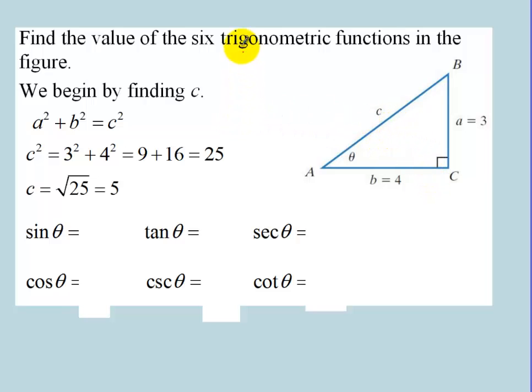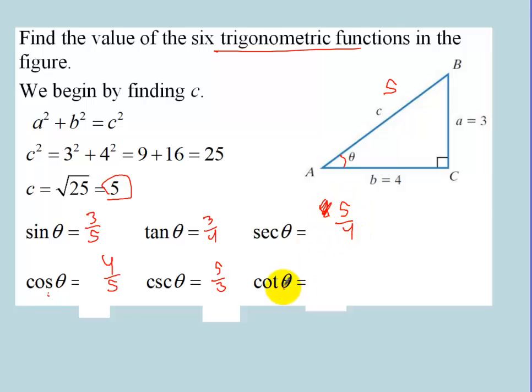A little bit more about that. If I want to find the value of the six trigonometric functions from this right triangle, I have this angle theta, B is 4 and A is 3. I can use the Pythagorean theorem to figure out that C equals 5. Sine of theta is opposite over hypotenuse, so 3/5. Cosine will be 4/5. Tangent is opposite over adjacent, so 3/4. Cosecant is the reciprocal of sine, so it's 5/3. Secant is the reciprocal of cosine, so 5/4. And cotangent is the reciprocal of tangent, so 4/3.